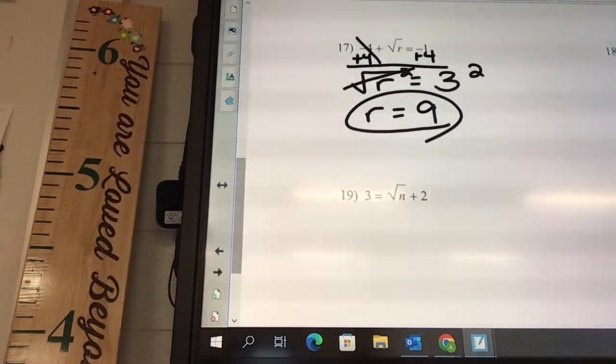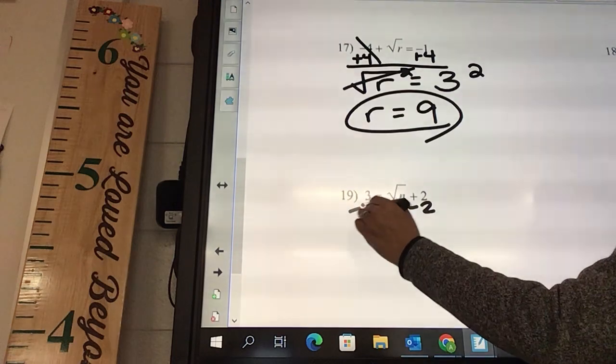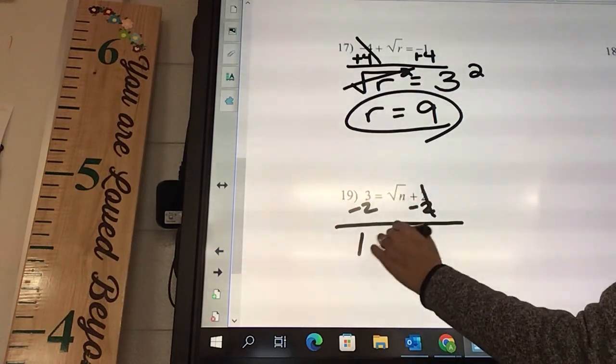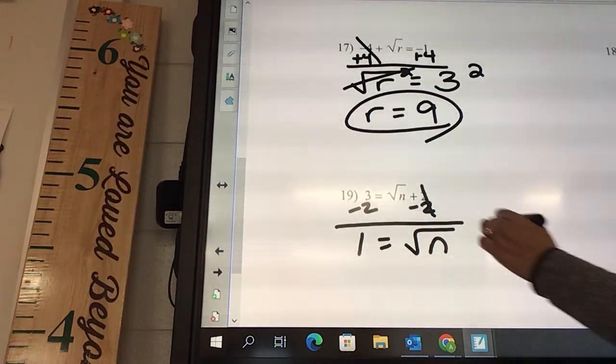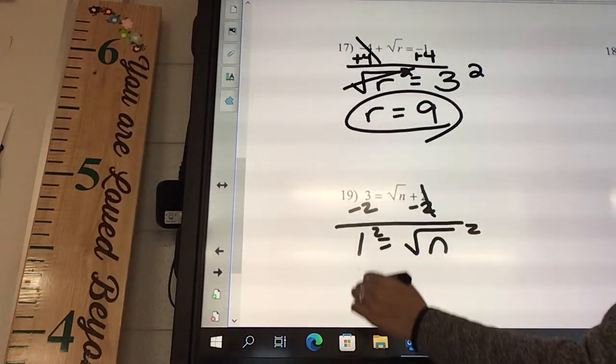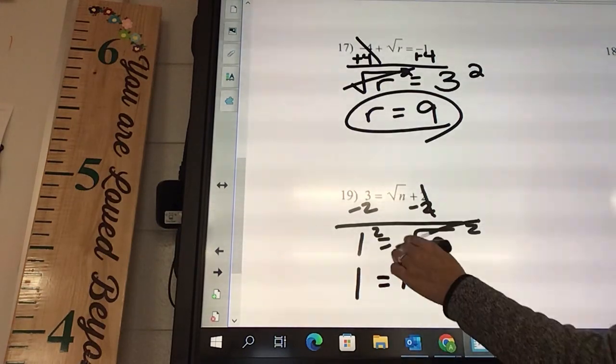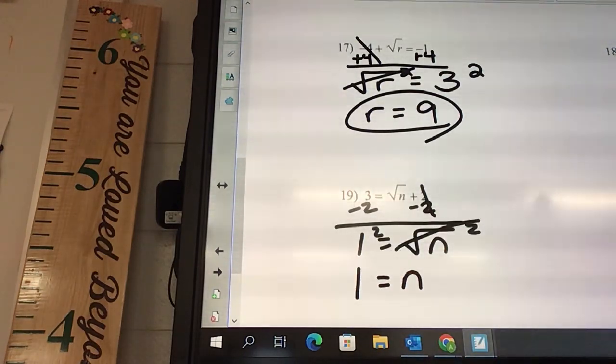19. Minus 2 from both sides. 1 equals square root of n. Square both sides. So you get 1 equals n. Okay, would you like me to do number 16 or number 8?